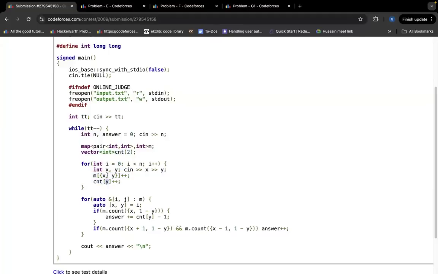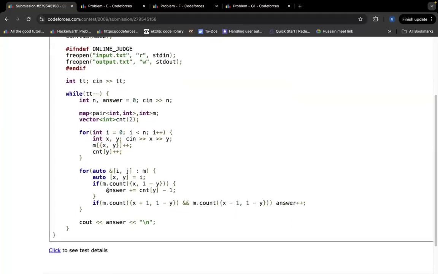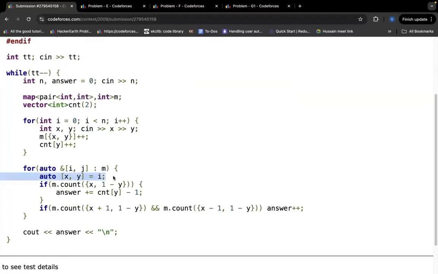I could have also done it in a set since each points are unique. I don't know why I did that. Now I'm iterating over all points. Now, if for x comma y, x comma 1 minus y exists, all right, you can check in a map if something exists or not using dot count. If it exists, then I am saying that in this particular case, I can choose anything from that same axis.